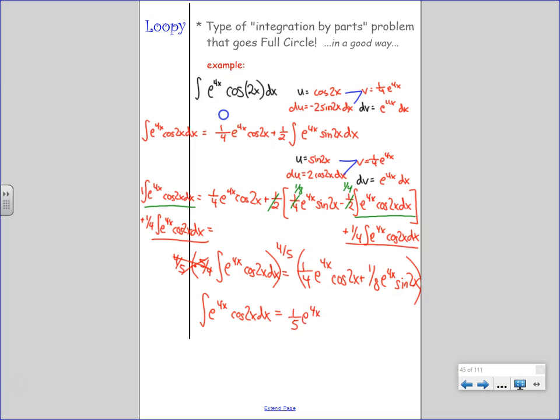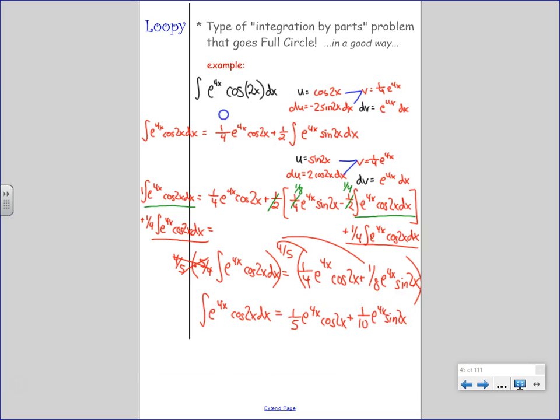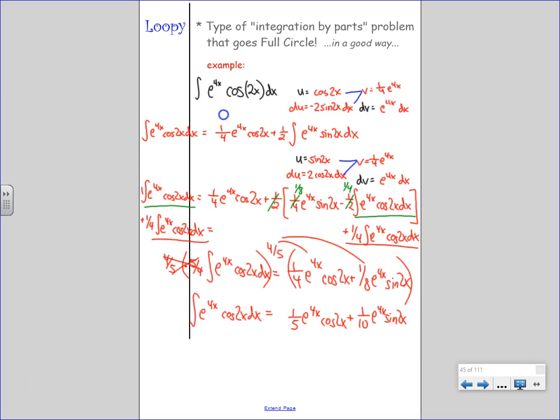1/5 e to the 4x cosine of 2x plus 1/10 e to the 4x sine of 2x. Let's see. I'm wrong! George, why? No, you're right, you just said it. Oh, plus C. Why plus C? Because we need the plus C, because I need my plus constant.